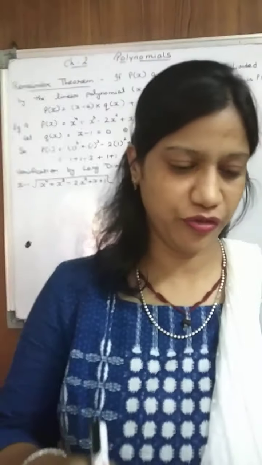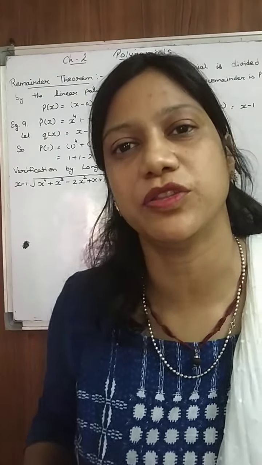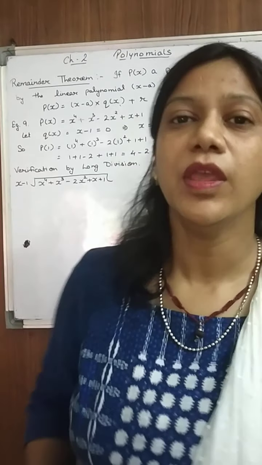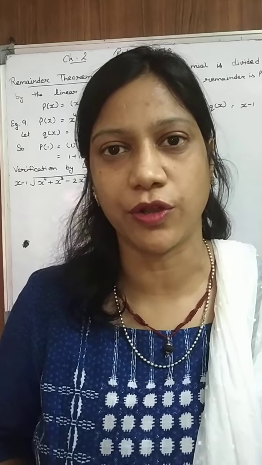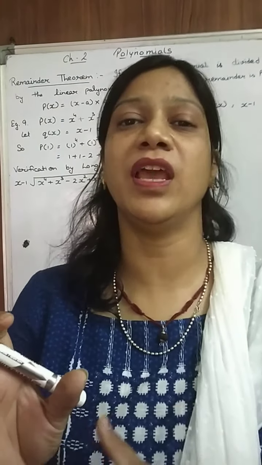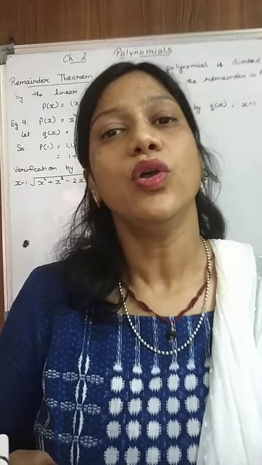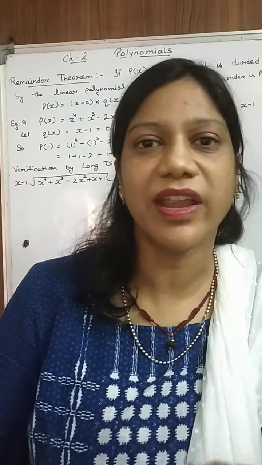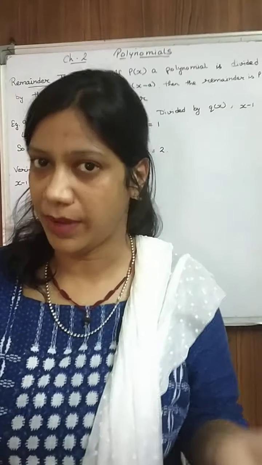Hello students, let's come to your exercise 2.3. It is related to the remainder theorem. What is the remainder theorem? Whenever we have a polynomial and we have to divide it by another polynomial, we sometimes get a remainder and sometimes the remainder is 0. We can do it by long division, but without long division also we can get the remainder. We cannot get the quotient without long division, but if we have to find only the remainder, that can be done by the remainder theorem.